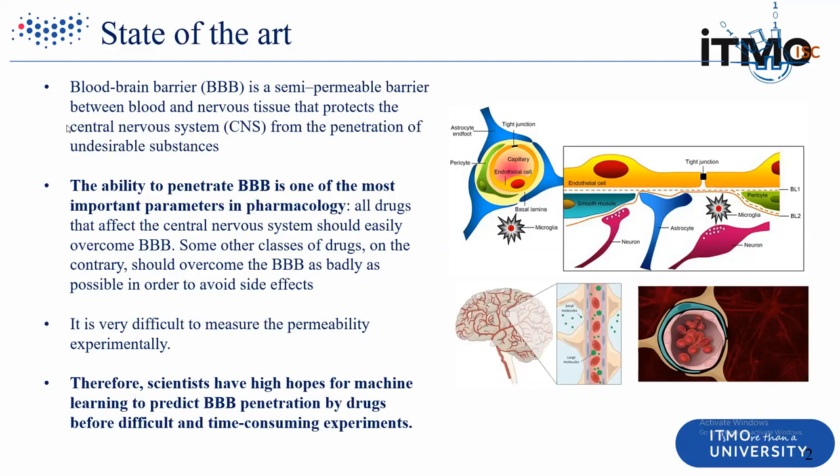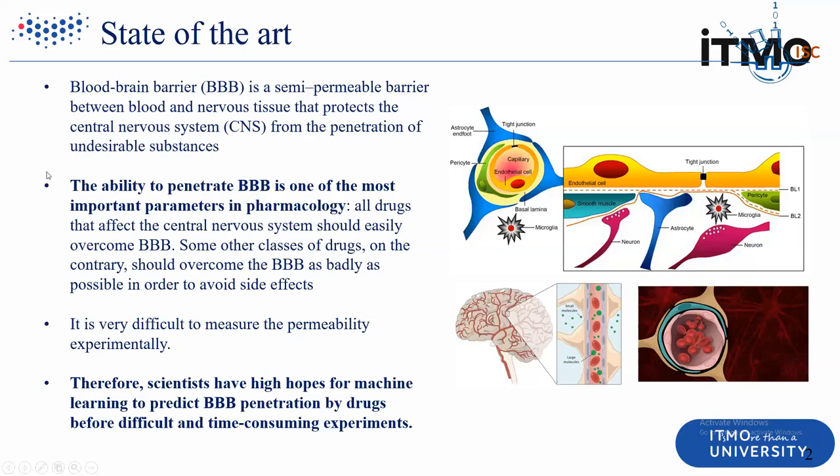So the blood-brain barrier is a semi-permeable barrier between the blood and the nervous tissue, and it protects the central nervous system from the penetration of undesirable substances, such as different pathogens, drugs, very harmful toxins, and different unwanted substances that would cause some harmful effect to the brain. So the ability to permeate the blood-brain barrier is one of the most important parameters in pharmacology.